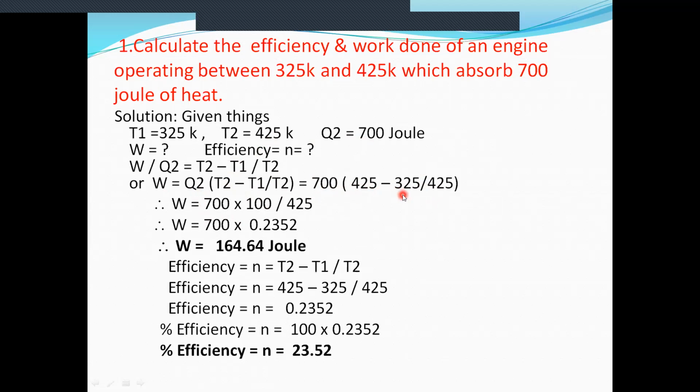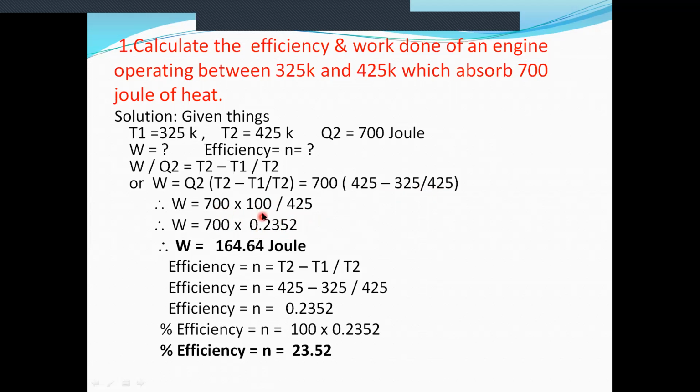From 425 what do you have to do? Subtract 325. So how much remains? 100. Here 100 divided by 425 as it is, and 700 as it is. Now divide 100 by 425. So what will be the answer? That is 0.2352. You can use a log table, or the calculator also. Calculator is allowed in the examination.